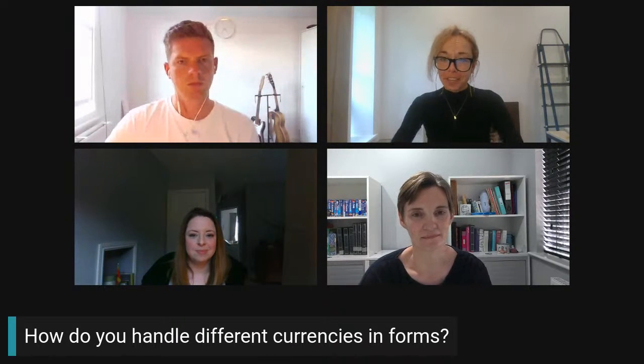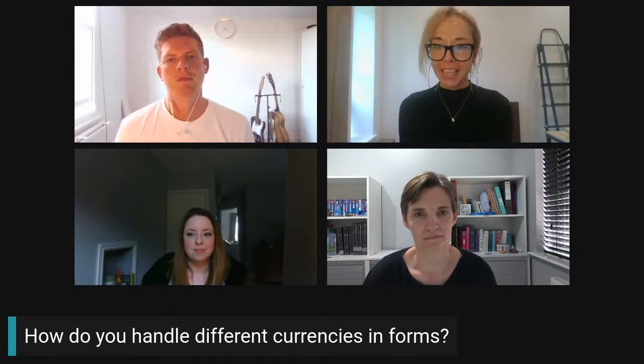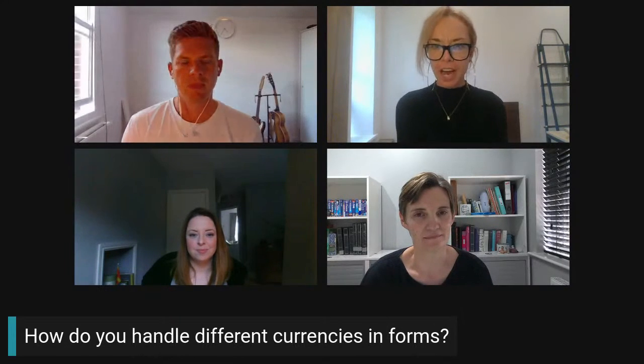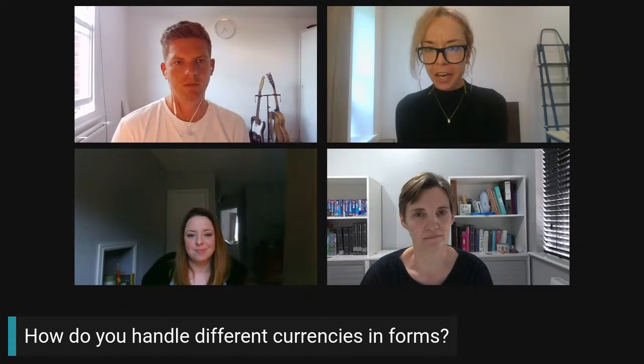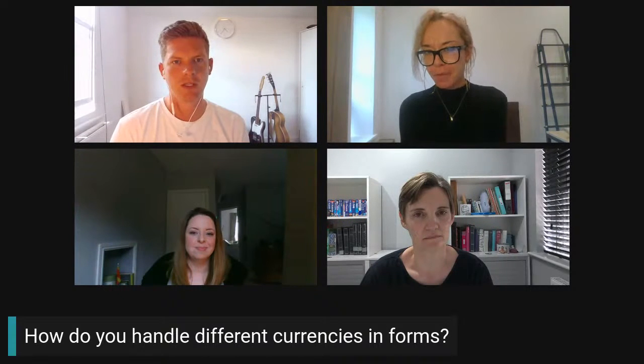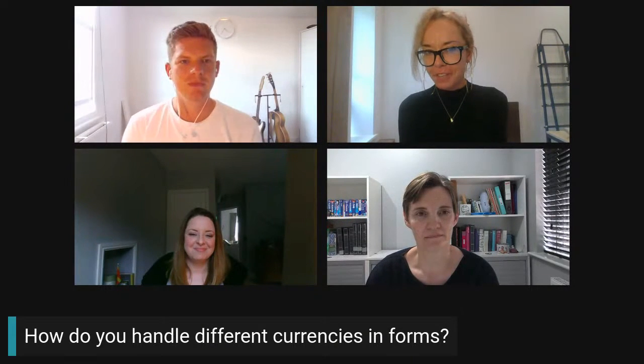How do you handle different currencies in forms? This is something that we have had to tackle at Hyphenate. Johnny, I think you've worked on some currency stuff in forms. Do you want to give this a go?